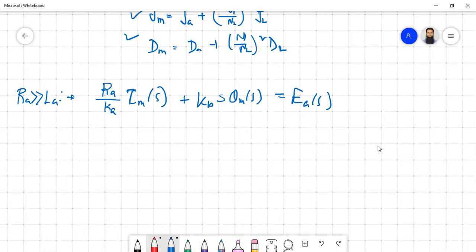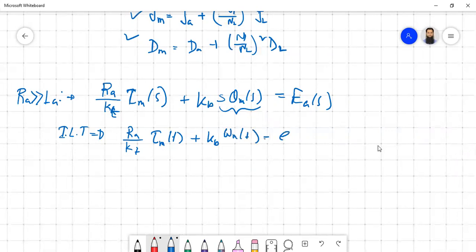If we take the inverse Laplace transformation of this equation, that will give us (Ra/Kt) τm(t) plus Kb dθ/dt, and this is nothing but your speed, isn't it? So dθ/dt is nothing but omega. So this is ωm(t), and then it equals Ea(t).